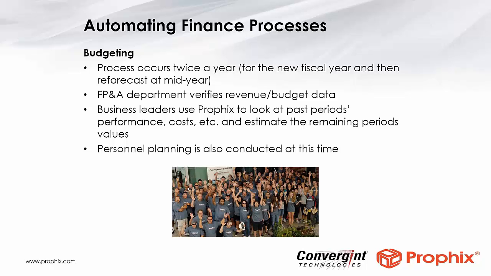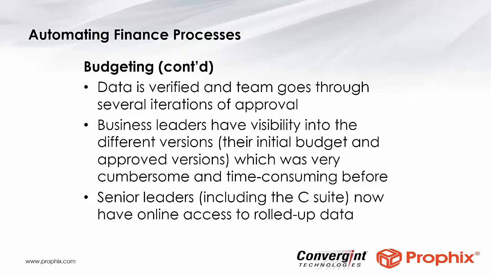We do personnel planning at that exact same time. And after the data is in there and verified, the finance team and our management team go through several iterations of approval. The business leaders have visibility into those different versions: the initial budgeted version that they first entered in, the initial finance approved version, the senior management approved version, and then their final version. Before, that was very cumbersome and very time consuming. The senior leaders, including the C-suite, now have online access to the rolled up data, and they can see things at any level in the organization.